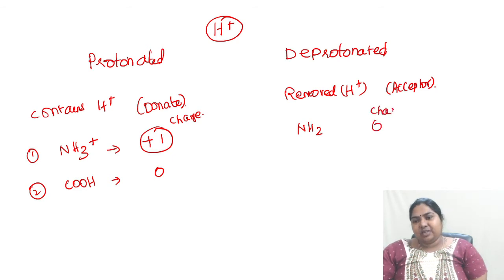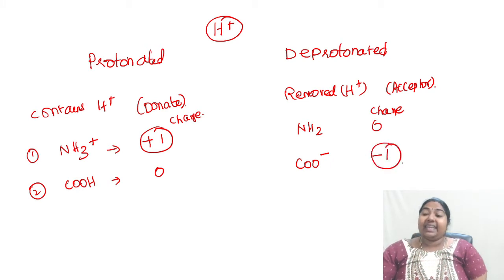The net charge becomes 0 here. And here it becomes COO minus. You have removed the H, no? So it has become COO minus. So the net charge is becoming minus 1. That is the negative charge.